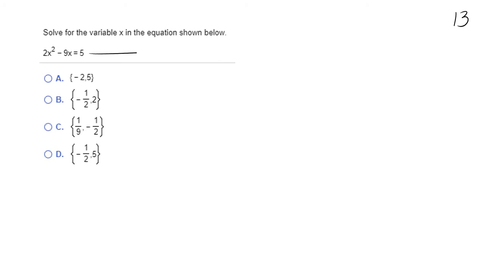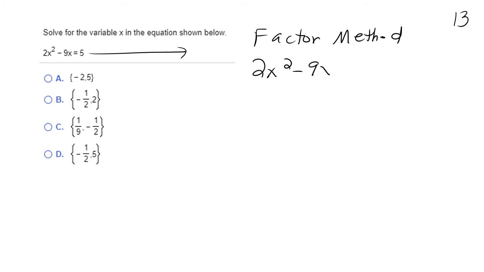On this question, you want to use the factor method for solving quadratic equations. First, we need to write every term on the left-hand side of the equal sign. So this positive 5 gets subtracted on both sides of the equals. Now we have a trinomial. So I'm going to factor that trinomial.